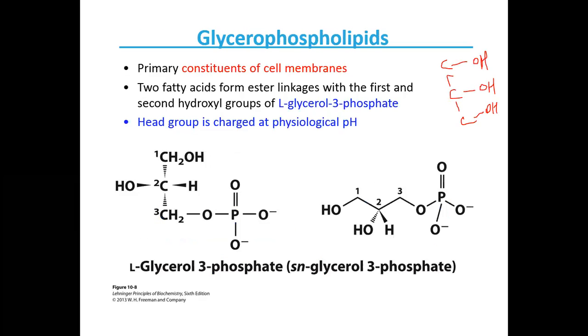The first type of lipids are the glycerophospholipids. These are the primary constituents of the cell membrane. Two fatty acids form ester linkages with the first and the second hydroxyl group of the glycerol 3 phosphate. The head group is charged at physiological pH.